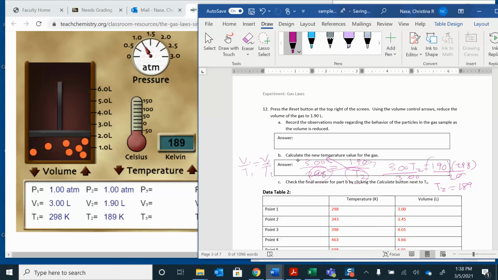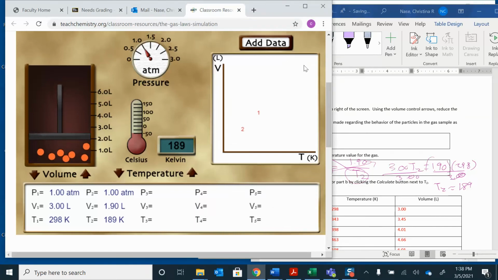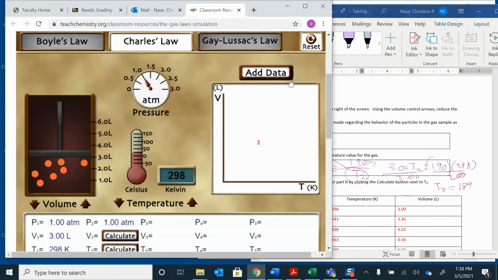Right, so 1.9 times 298 divided by 3 should give you exactly what the program gave you. So that's just a little bit on the math on how to solve for that bottom equation. I know sometimes that gets a little bit tricky. So the next thing, go back up. And now just like we did before, right?